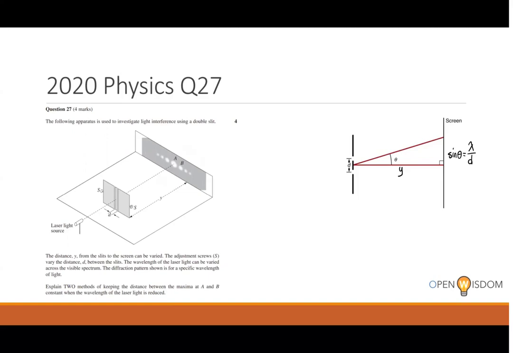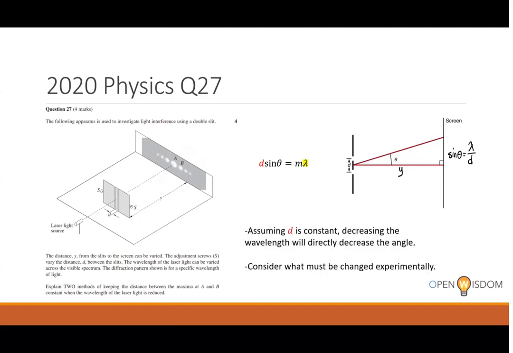Now with the diagram on the right here, we know that this is talking about the equation d sin theta equals m lambda. In this case, we assume d is constant, which means that decreasing the wavelength will directly decrease the angle. So we can consider what must be changed here experimentally to maintain the angle and the distance.